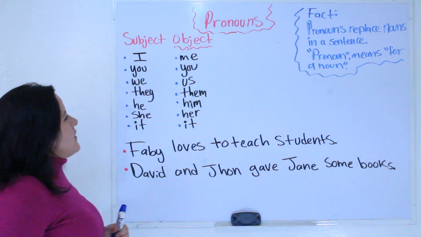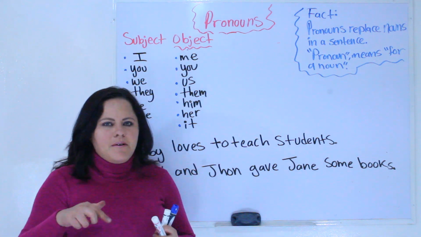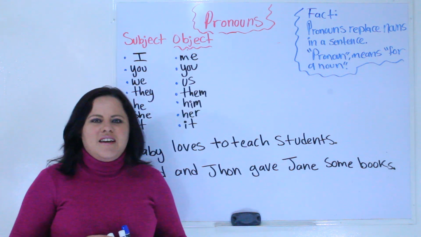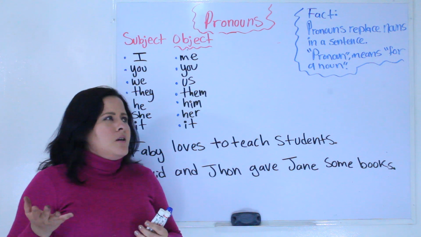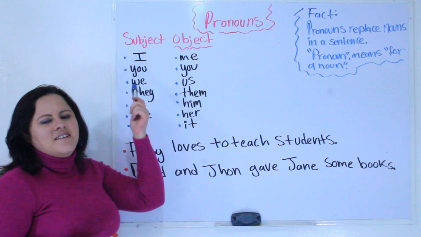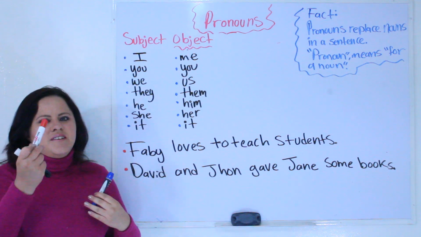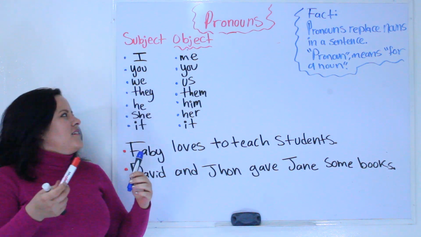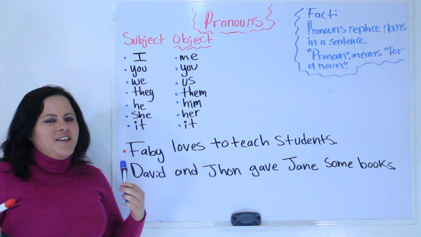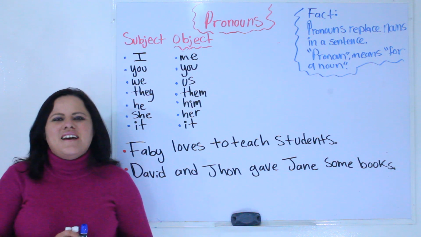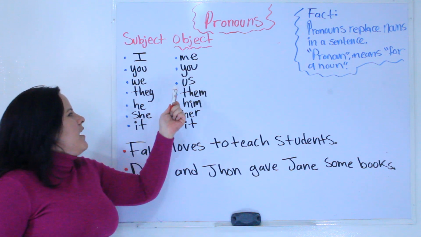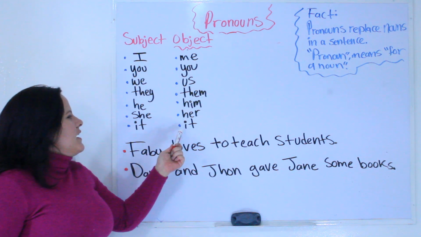There are many types of pronouns, but today we will focus on subject pronouns and object pronouns, so it could be easier for you to understand. The first one is subject pronouns: I, you, we, they, he (a man), she (a girl), it (a dog). And then the object pronouns are me, you, us, them, him, her, and it.